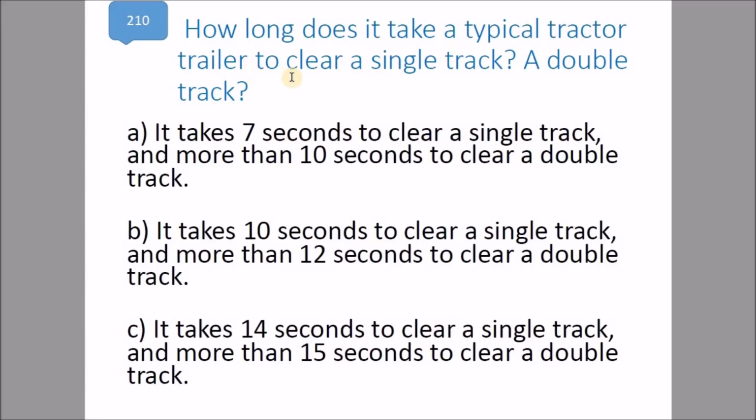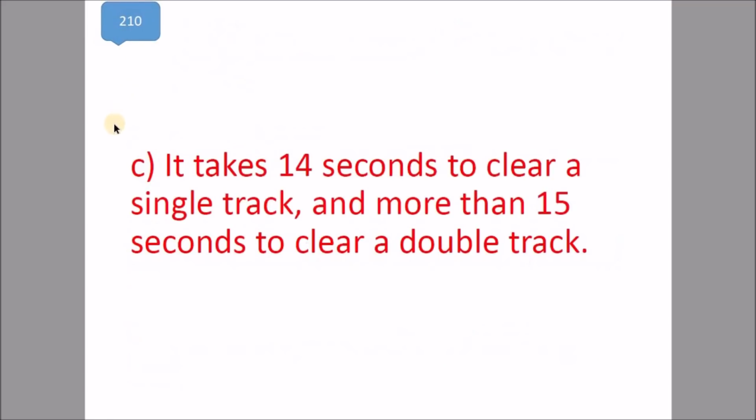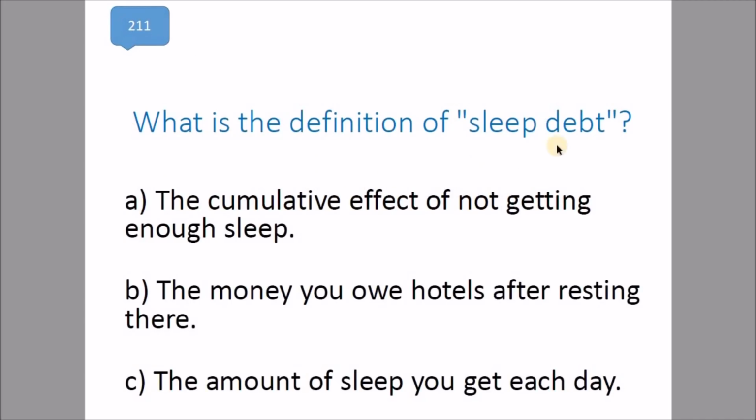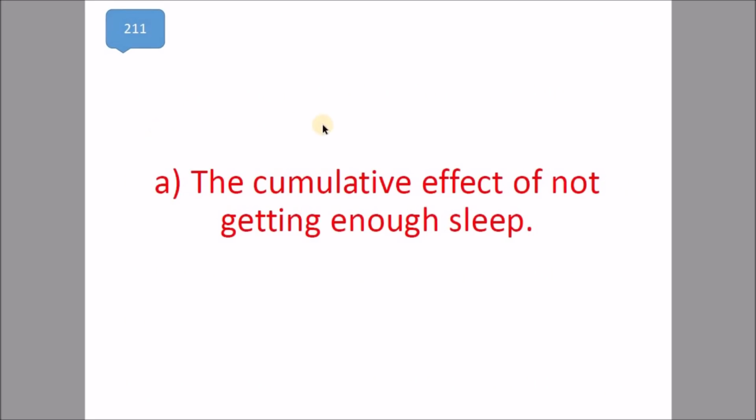How long does it take a typical tractor trailer to clear a single track? A double track. It takes 14 seconds to clear a single track, and more than 15 seconds to clear a double track. That is correct. It takes 14 seconds to clear a single track, and more than 15 seconds to clear a double track. What is the definition of sleep debt? The cumulative effect of not getting enough sleep. That is correct.